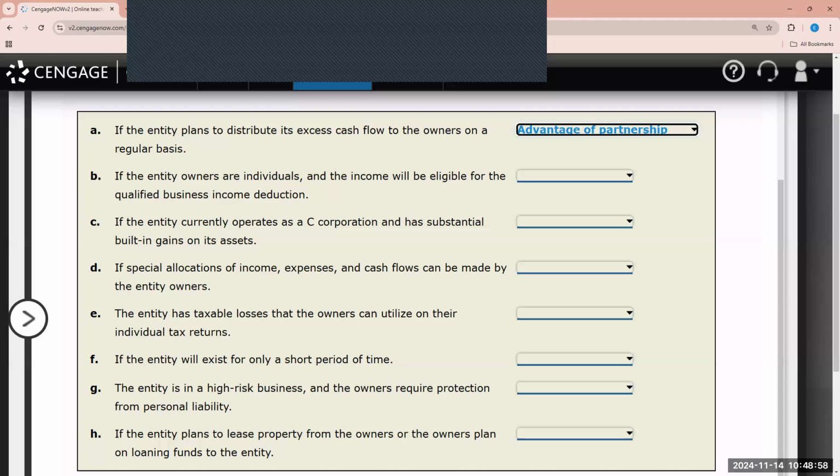However, this advantage is even more pronounced if the owner's marginal tax rates are lower than the C corporation tax rate. We move on to B, where it states if the entity owners are individuals and the income will be eligible for the qualified business income deduction. This will be an advantage of a partnership, reason being the qualified business income deduction is not available for C corporations.